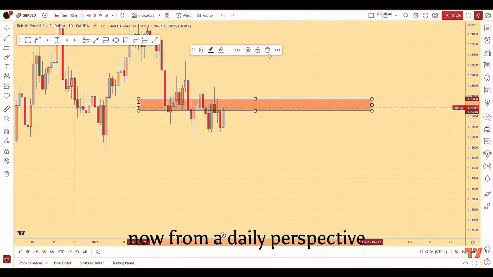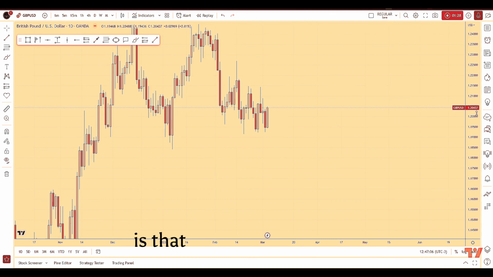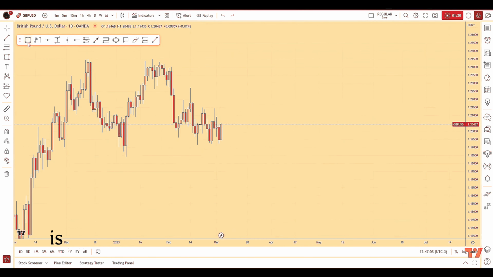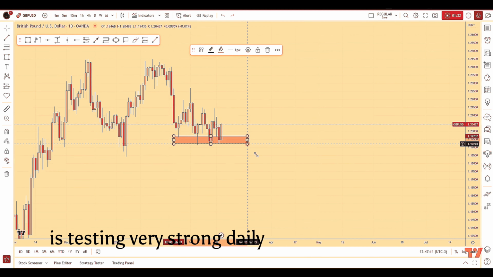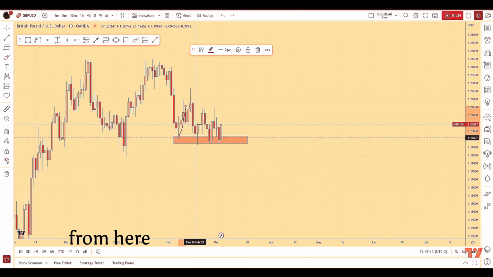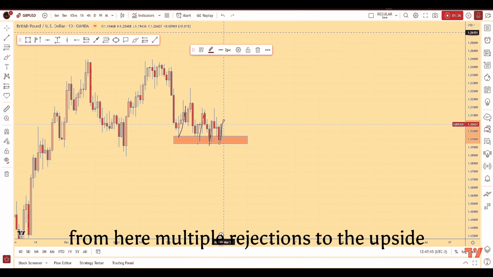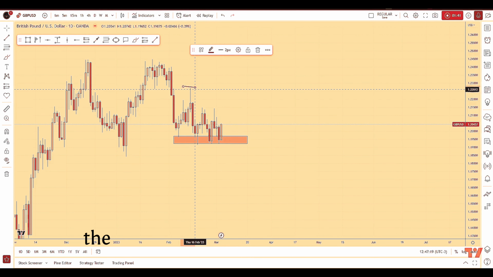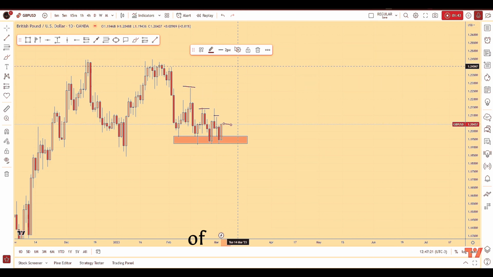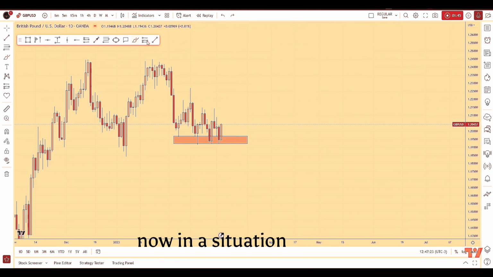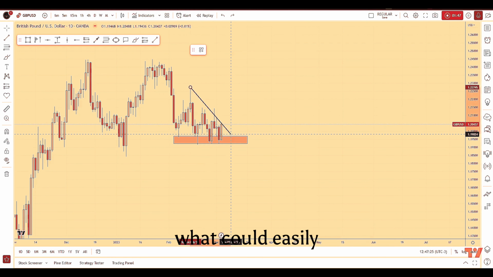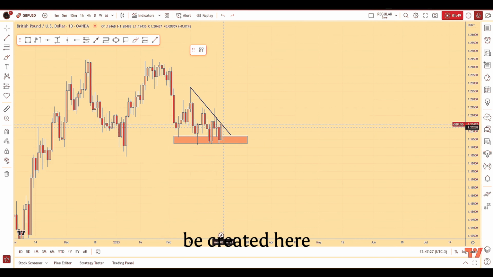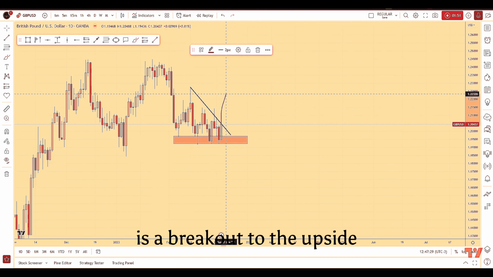Dropping down on the daily time frame, what do we have? Now, from a daily perspective, what we can notice is that we do have a market which at the moment is testing very strong daily support and demand. From here, multiple rejections to the upside were created. However, in creating this move to the downside, the market is currently printing a series of lower highs. Now, in a situation like this, what could easily be created here is a breakout to the upside.